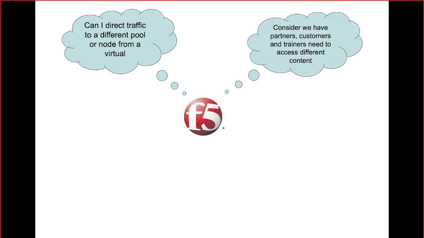Consider we have partners, customers and trainers who need to access different content. Then what do we do? The URL is going to be the same. See, intranet portal and internet portal, both of them are using the same URL, okay? But if the request is coming from my branch offices, it has to be forwarded to the intranet portal. If the request is coming from the public general internet, then the request needs to be forwarded to the public internet portal. How do I do it?